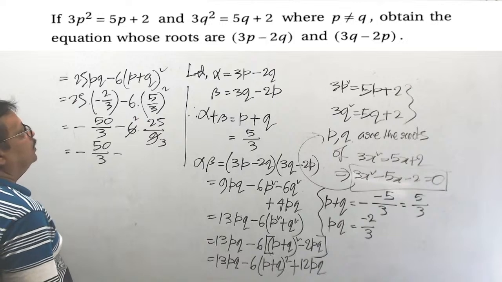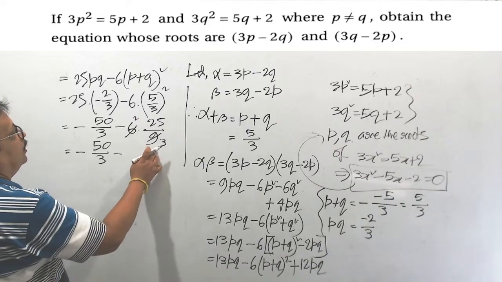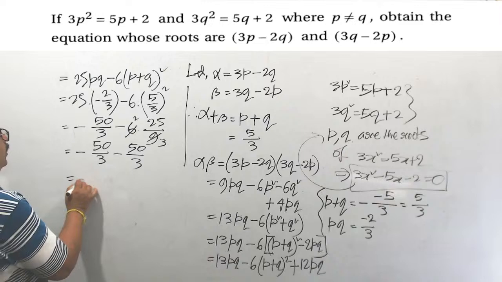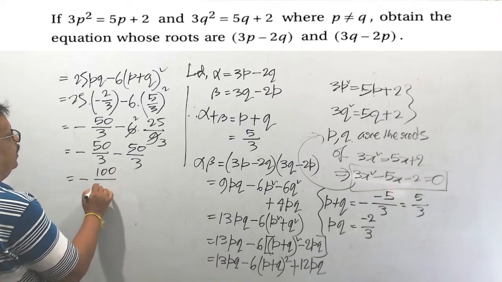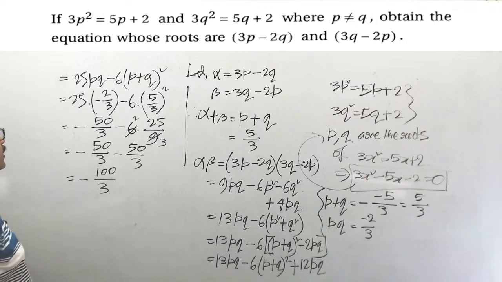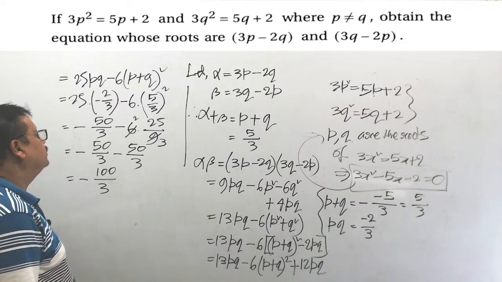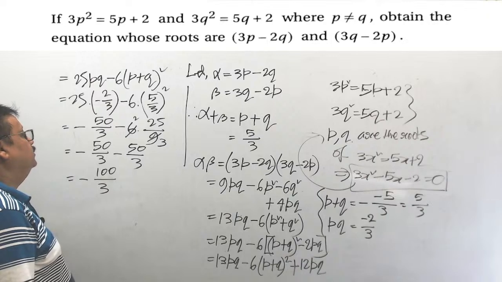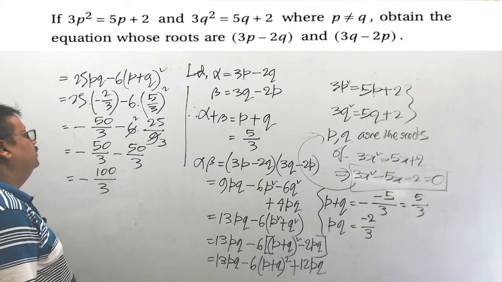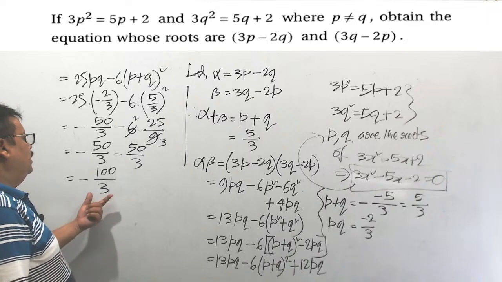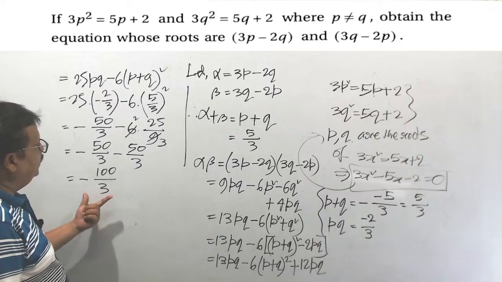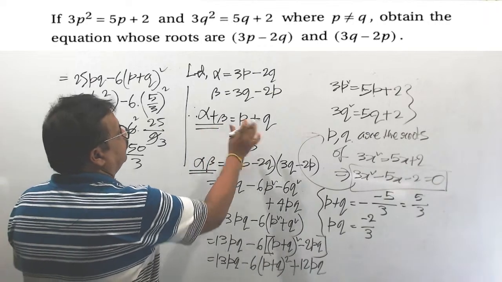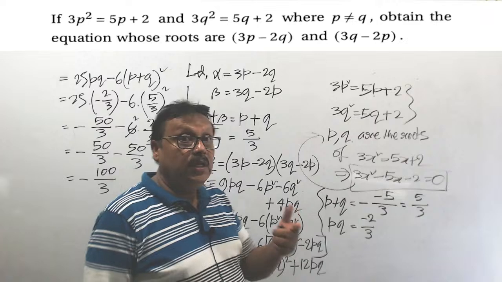That is 50 by 3. That is minus 100 by 3, right? This minus 100 by 3 is equal to what? Product of the roots, and sum of the roots is what? 5 by 3.